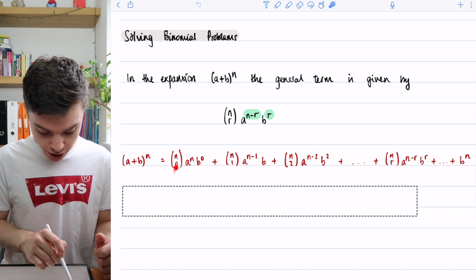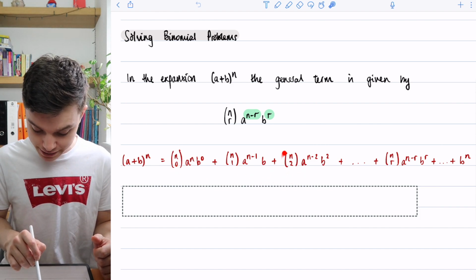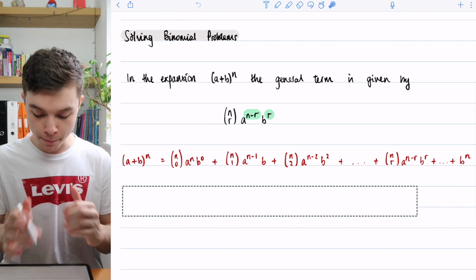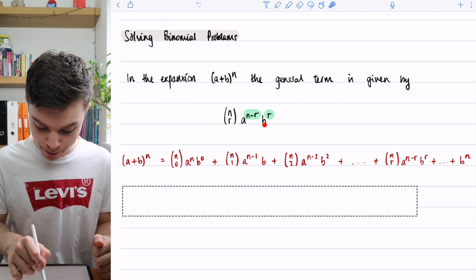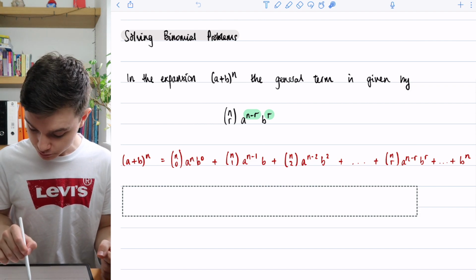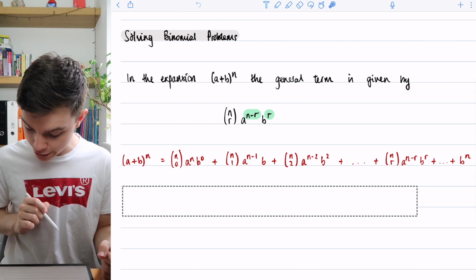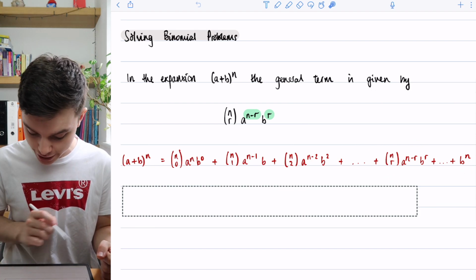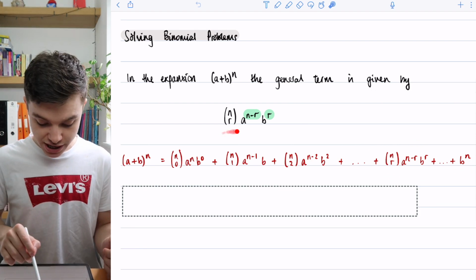The third term along here, so 1, 2, 3, has r to be 2. There's our r, it's the bottom number in our combination, and it's raised to the power r. Our second term in the bracket is raised to the power r. So here on the third term, it's raised to the power 2. And that kind of carries on in our binomial expansion. Here's our general term again, and then this is our final term. So that's what the general term is.